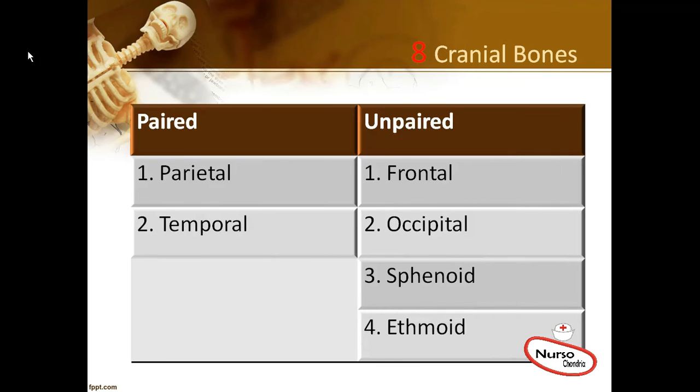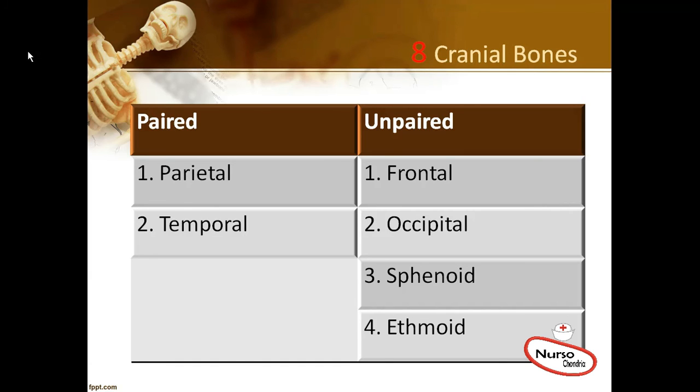Before, we have learned that the number of cranial bones is 8. Among these, 2 bones are paired, parietal and temporal. And the other 4 bones, frontal, occipital, sphenoid, and ethmoid, are single.